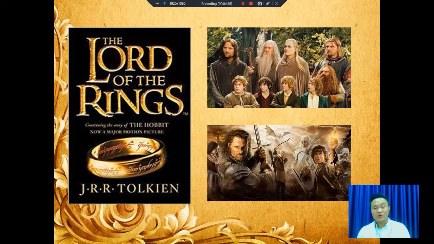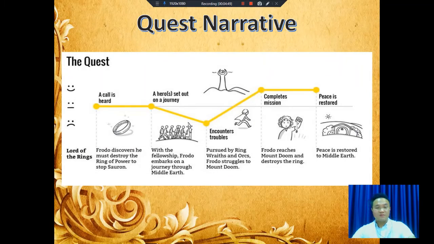Many years ago, this book was made into three films, and it won a lot of Oscar awards as well. So let's look at the plot of this quest narrative. The Lord of the Rings is a very famous book, written by J.R.R. Tolkien.